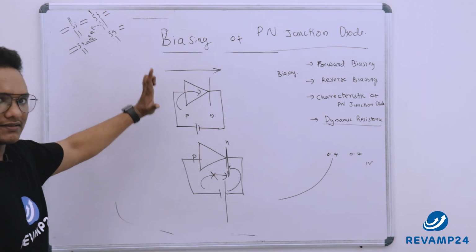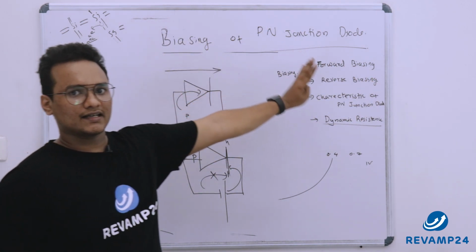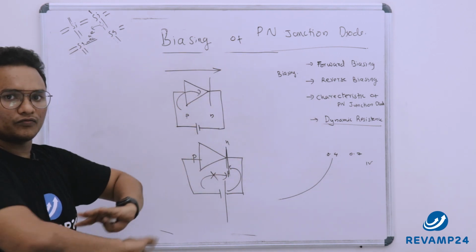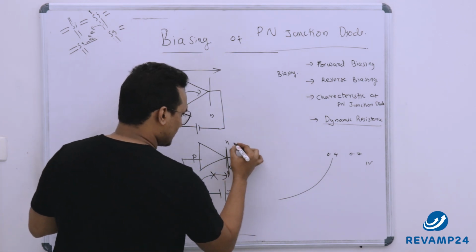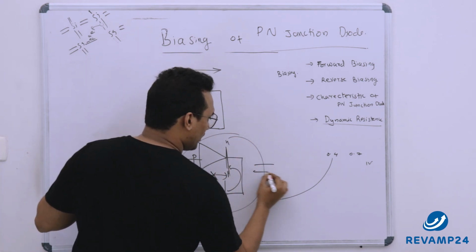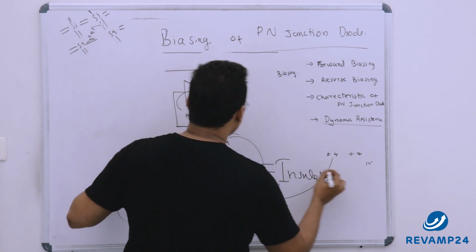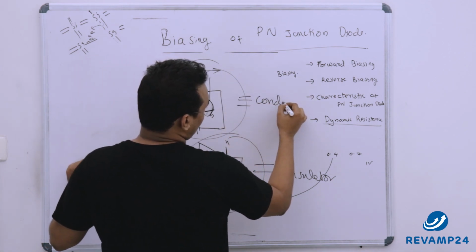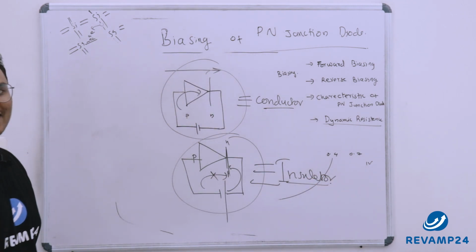In forward bias, conduction would be there. In reverse bias, conduction is 0. Forward bias, lesser resistance. Reverse bias, very high resistance. High resistance means it would behave as an insulator. So reverse bias is equivalent to an insulator, and forward bias is equivalent to a conductor. This is a very important concept. Okay, thank you.